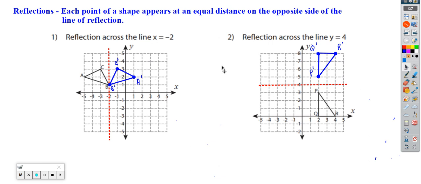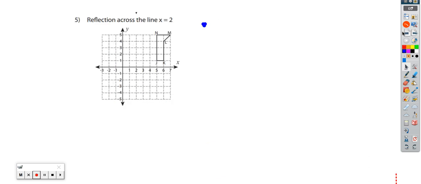All right, what I would like you to do is pause the video. I want you to look at number 5, and I would like you to try to reflect this figure, L, M, N, J, K, across x equals 2. When you are done, play the video and let's see how you did. Okay, let's see how you did.